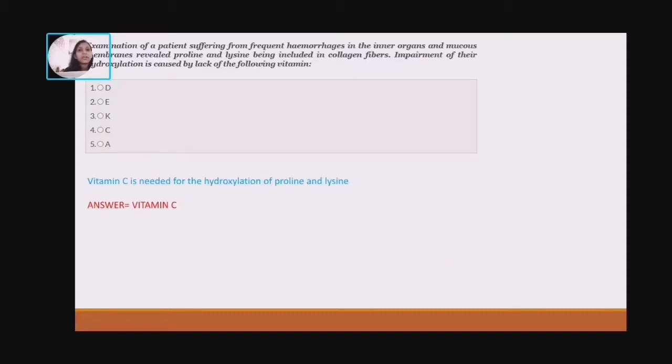Okay, next one. Examination of a patient suffering from frequent hemorrhages in the inner organs and mucous membranes revealed proline and lysine being included in collagen fibers. Impairment of their hydroxylation is caused by the lack of which vitamin? Again, this is a repetition. From the first part of the discussion, we already learned that hydroxylation of proline and lysine in presence of vitamin C is essential for the formation of collagen.